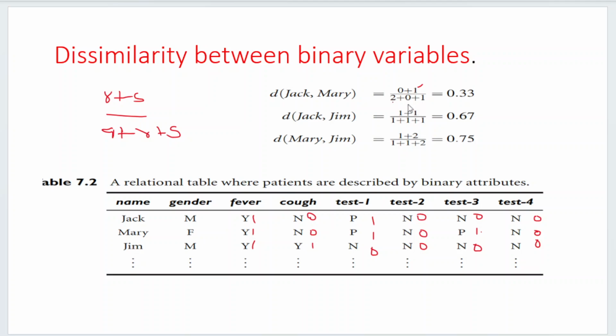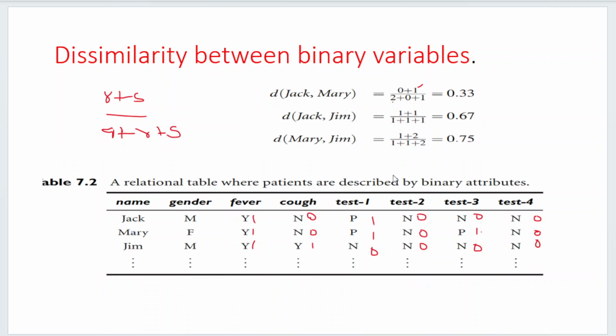Then what about the r value here? The r value we will get is 0 only. Why? Because already in the numerator we are having 0. And again the s value we will get is 1. So if you compute this one, you will get 0.33. So this is the way we can figure it out for the binary variables.